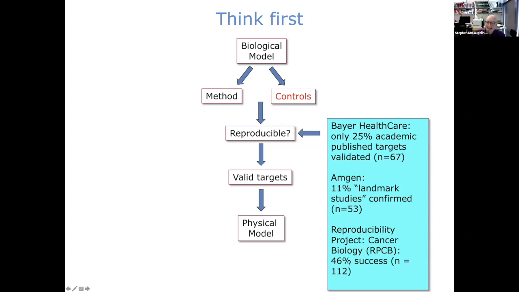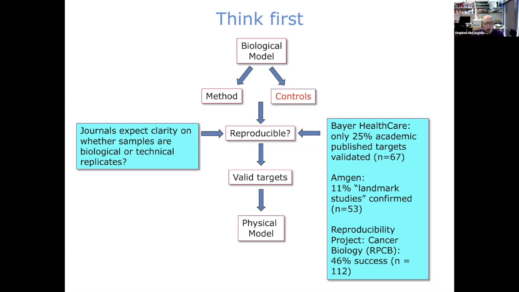So you really need to take note of all the controls, not necessarily in fitting data, but also in your general scientific method. Also, because of this problem in reproducibility, journals now expect more clarity on how you've done experiments, what your samples are, and how many reproductions you've done, whether they're biological or technical replicates.